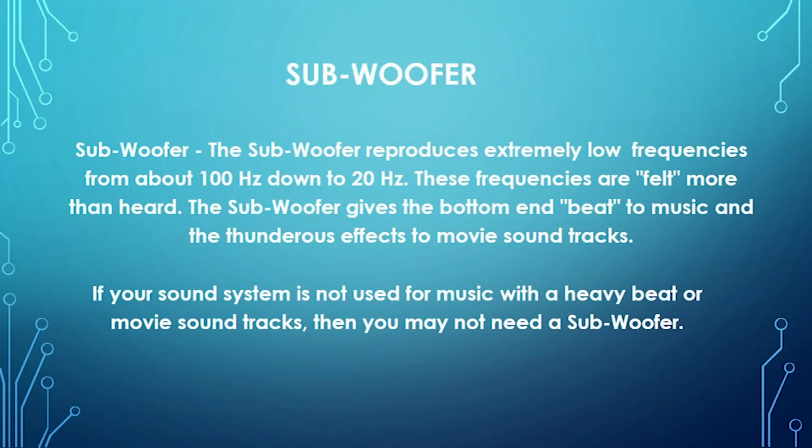In addition to woofers, there are also parts that are called subwoofers. The subwoofer reproduces extremely low frequencies from about 100 Hz down to 20 Hz. These frequencies are felt more than heard. The subwoofer gives the bottom end beat to music and the thunderous effects to movie soundtracks. If your sound system is not used for music with a heavy beat or movie soundtracks, then you may not need a subwoofer.